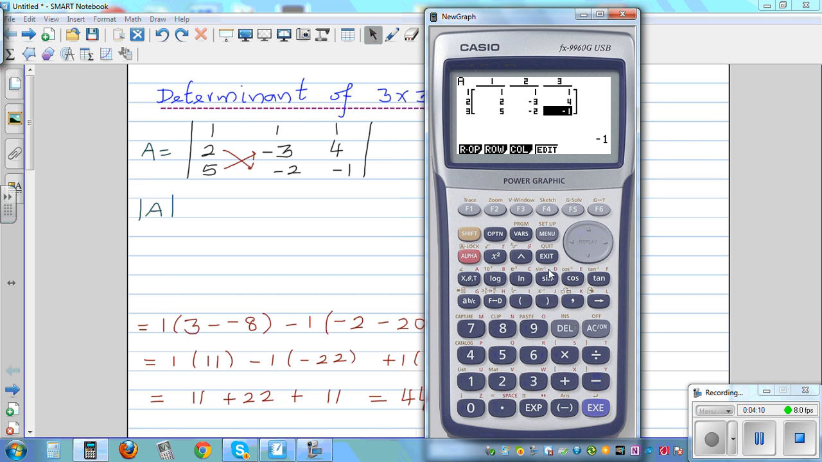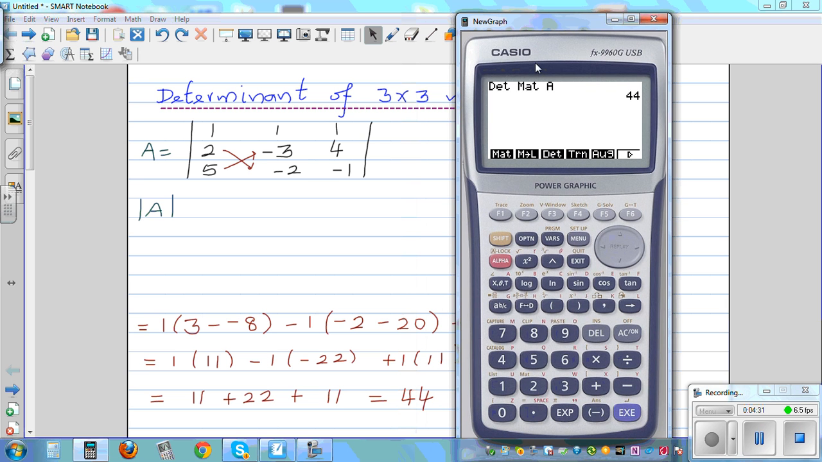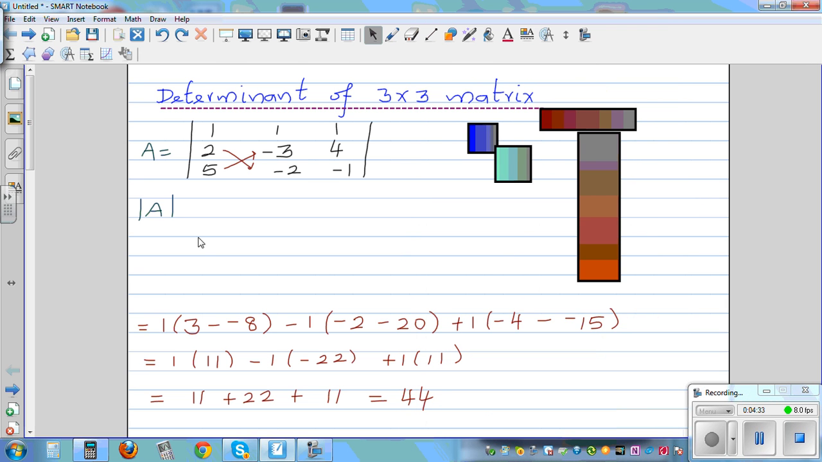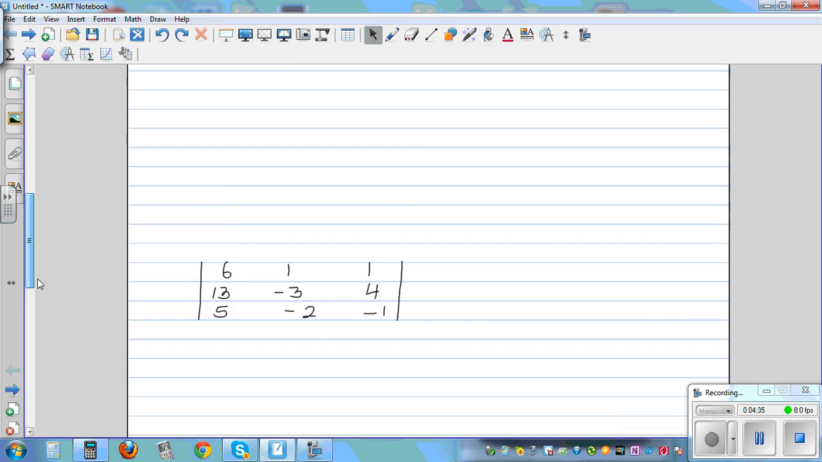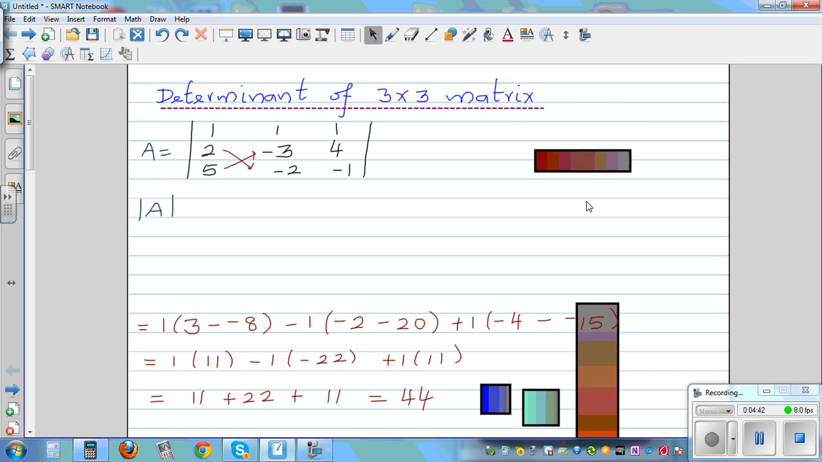And then you go execute, exit, exit, and then you go to option, OPTN, matrix, DET is determinant of matrix, alpha A, and it will give you 44. The determinant of matrix A is 44. That's what it has calculated. Okay, so let us do one more example. So let me pull this down. I would like you to do this yourself.